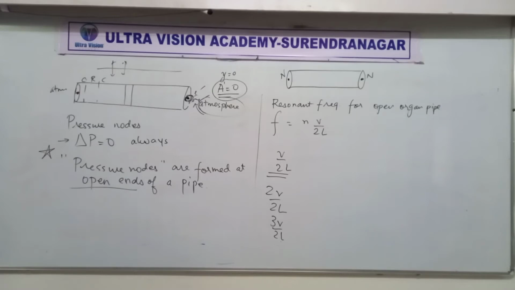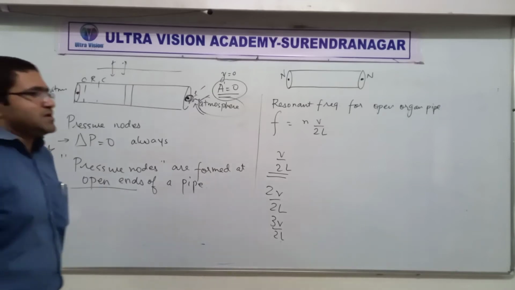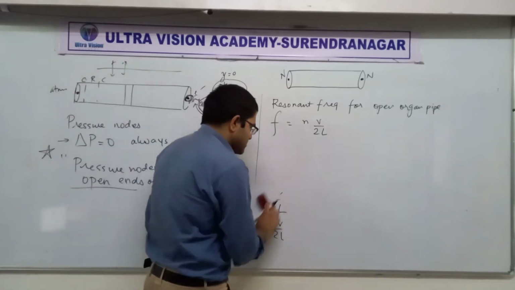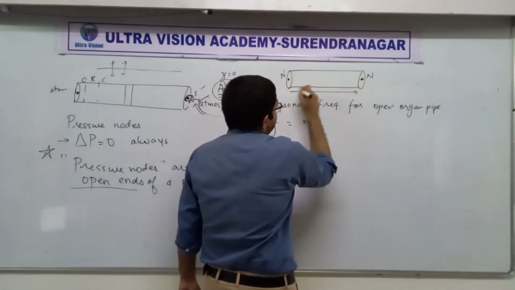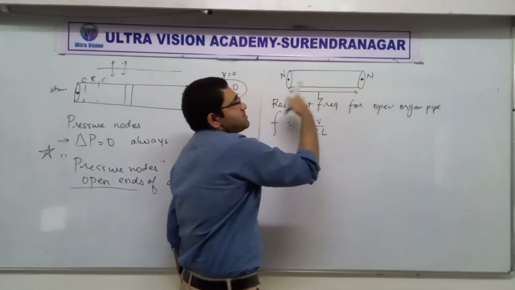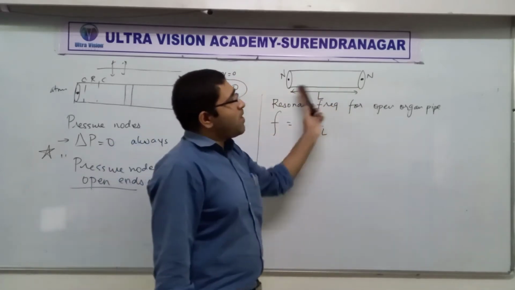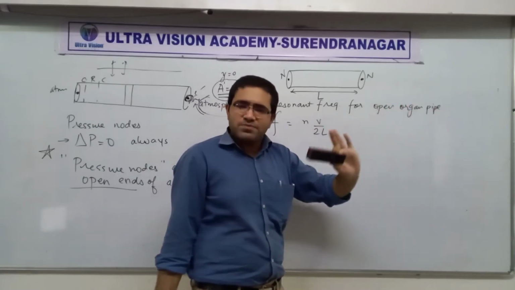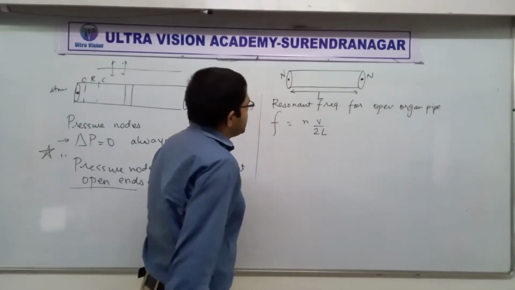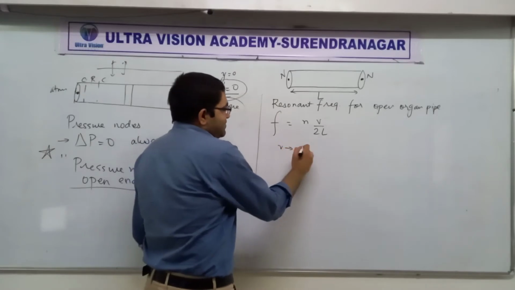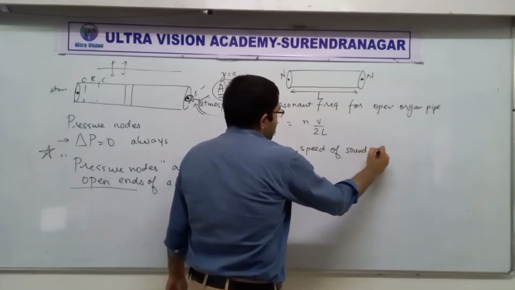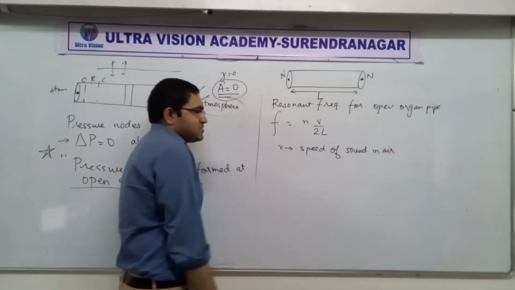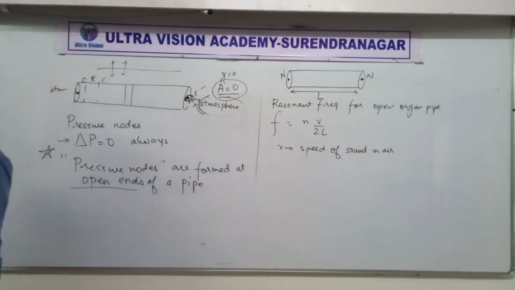Right? Only a very little change of meaning. What do I mean? L. Here L will be the length of the pipe. Understood? Length of the open organ pipe. Clear? Second thing. What is v here? v is the speed of sound. v is the speed of sound in air. Did you understand? Okay.